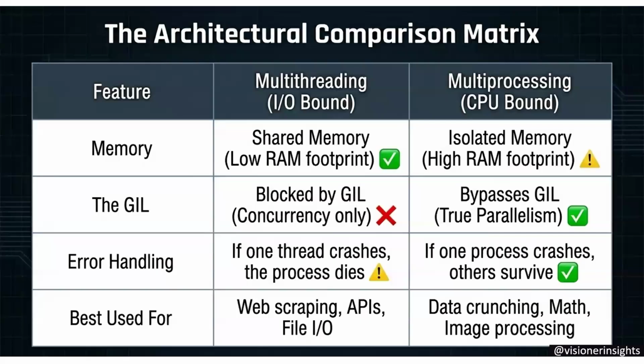Let's summarize this whole diagnostic journey with a quick architectural matrix. Multithreading? That's perfect for I/O bounds like web scraping or calling APIs, mostly because it uses shared memory and has a super low RAM footprint. But it's blocked by the GIL. Multiprocessing? Perfect for CPU bounds, like heavy math and image processing, because it gives you true parallelism by totally bypassing the GIL. But remember the trade-off. Isolated memory means a much higher RAM footprint.